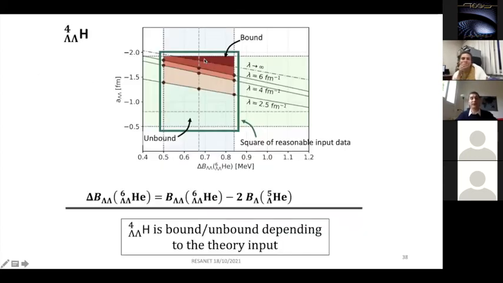What we can do is to look at the input parameter space to which input parameter this system is bound, and then we realize that it's bound only for a small portion of these input parameter possibilities, meaning that hydrogen 4 double lambda is probably unbound, but I cannot say much because this is still uncertain inside the error band of my theory, and this is something that I can tell. I should also say that in the same chiral paper, this has been predicted to be unbound.